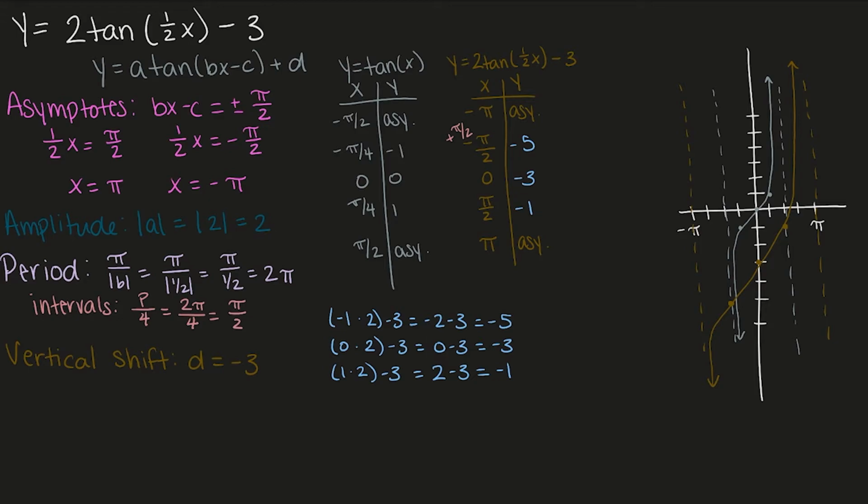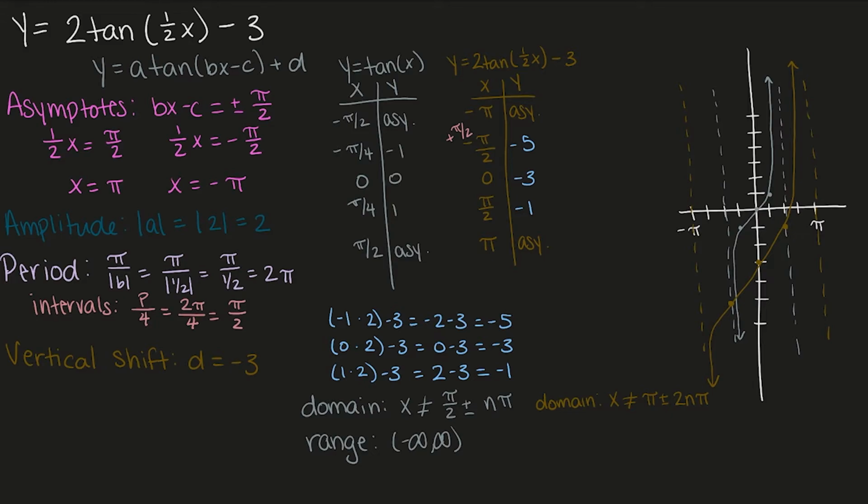Our domain of our parent function is x does not equal pi over 2 plus or minus n pi, and our range is negative infinity to infinity. The domain for a transformed function is going to be, keeping in mind, our domain is an asymptote plus or minus n times our period. So our domain is x does not equal pi plus or minus 2n pi. Since our period is 2 pi, we have to make sure we include that.